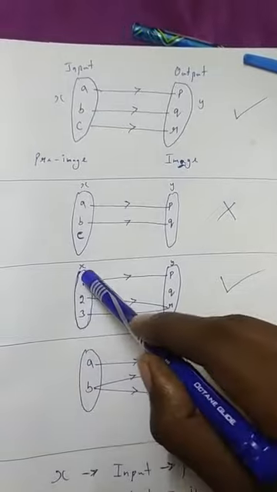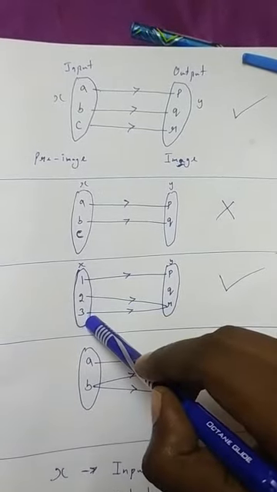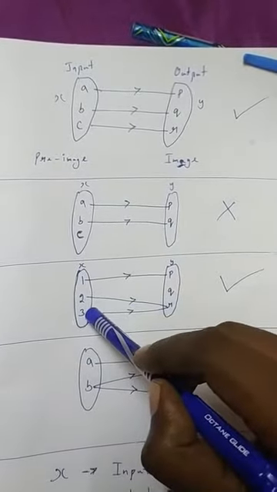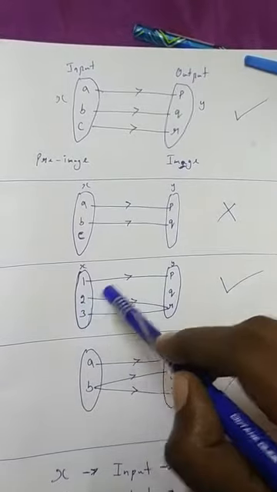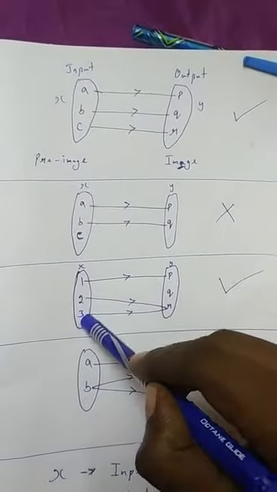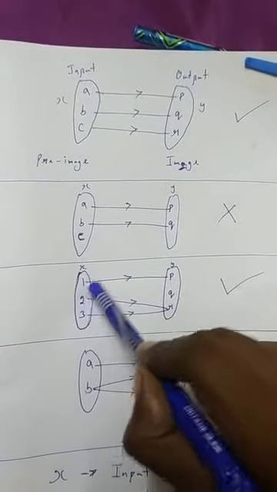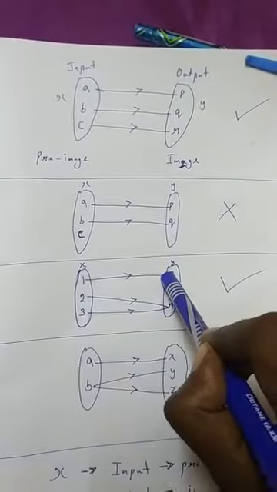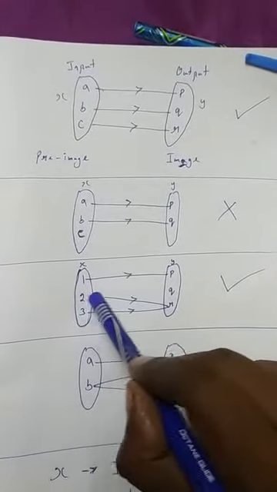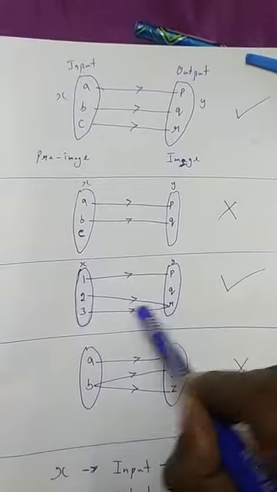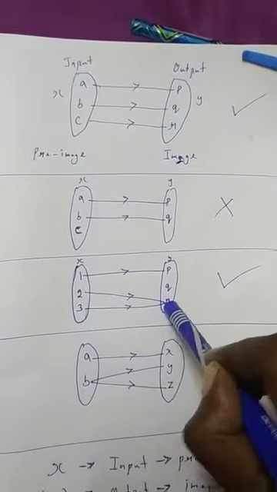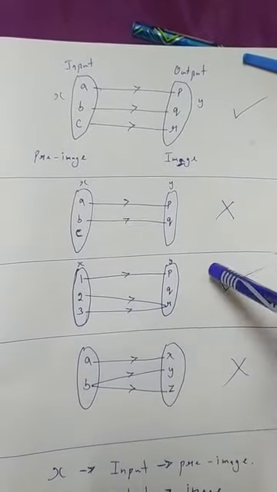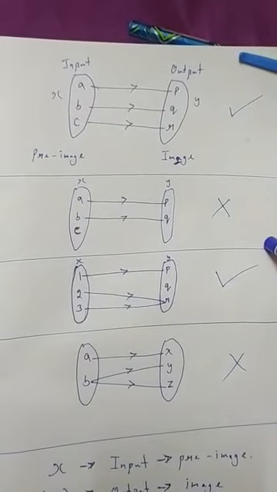Second condition, all the elements have image. That images should be unique, which means all the elements have only one image. So how many images for 1? Only one image. How many images for 2? Only one image. How many images for 3? Only one image. Therefore it is also a function.